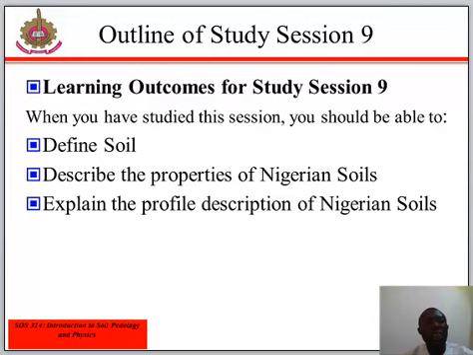Learning outcomes for this study session. When you have studied this session, you should be able to define soil, describe the properties of Nigerian soils, and lastly, provide a description of Nigerian soils.